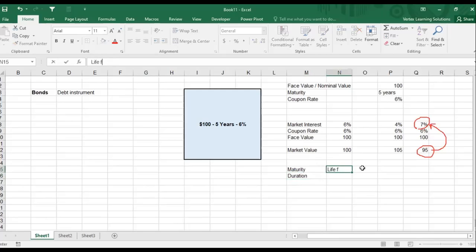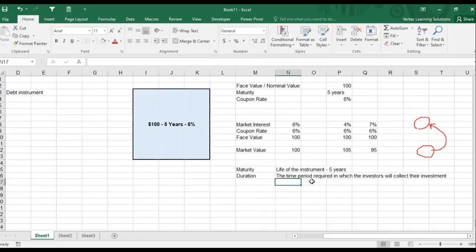Maturity is the life of the instrument, okay? 5 years, for example. Duration is the time period in which the investors will collect their investment. For example, if you invest $100, let's suppose that the bond has a life of 5 years and you invest $100. And then there is a 5-year period. So are you going to collect your $100 in 5 years?